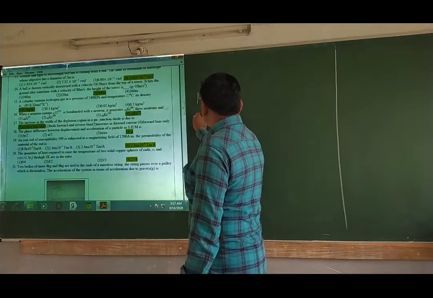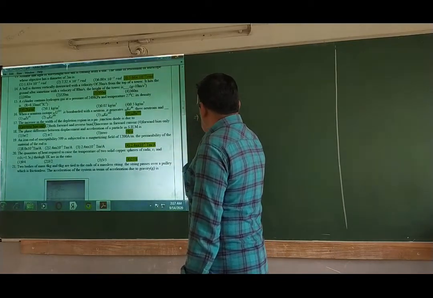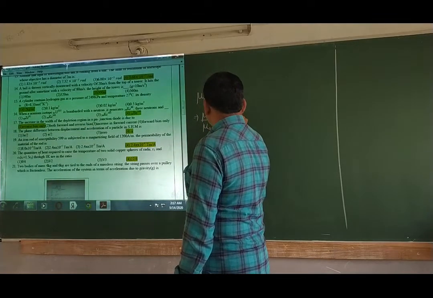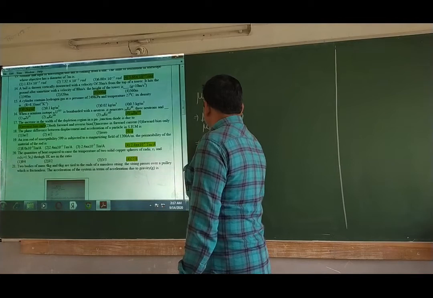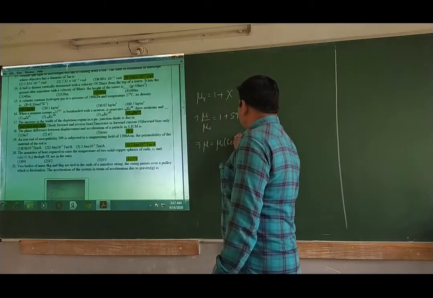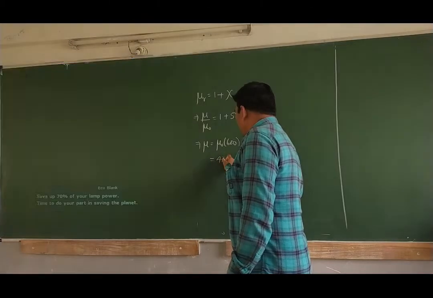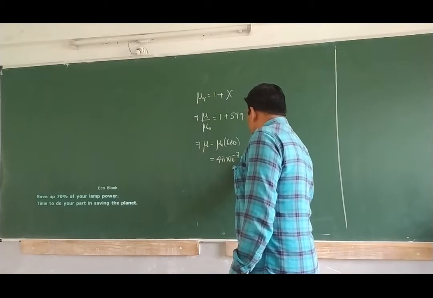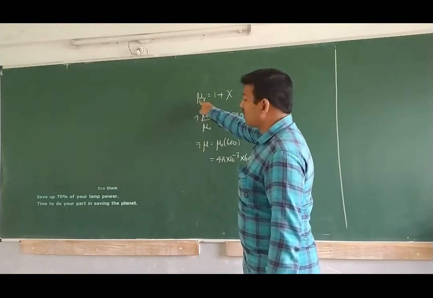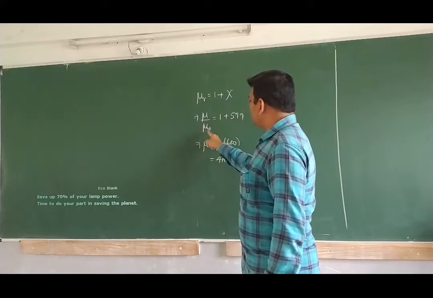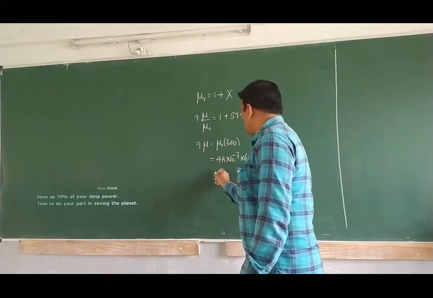They have given chi value. Mu r can be written as mu by mu naught. That is equal to 1 plus chi, which is 599. This implies mu is equal to mu naught into 600. Mu naught is 4 pi into 10 to the power of minus 7 into 600. Is it clear? So I know that relative permeability is equal to 1 plus chi. Chi is given as 599. So mu naught, you bring it to this side, then what will we have?